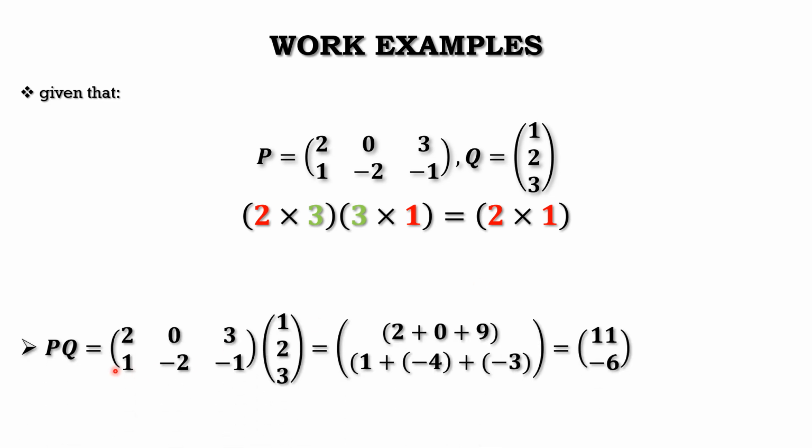So let's see. When you are done multiplying, the first multiplies the first, the second multiplies the second, the third multiplies the third. Then the result will be 11. Again, first times first, second times second, third times third. Then the result will be minus 6. What is the order of this matrix? 2 rows, 1 column. This is amazing for understanding. Matrix multiplication is very interesting.